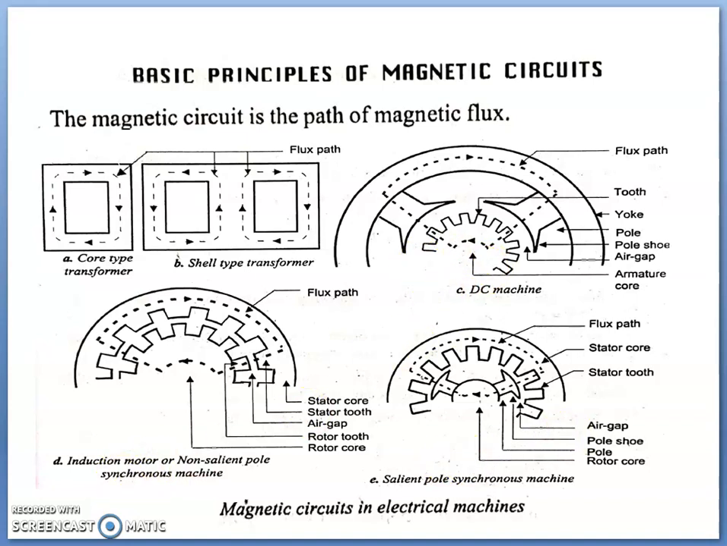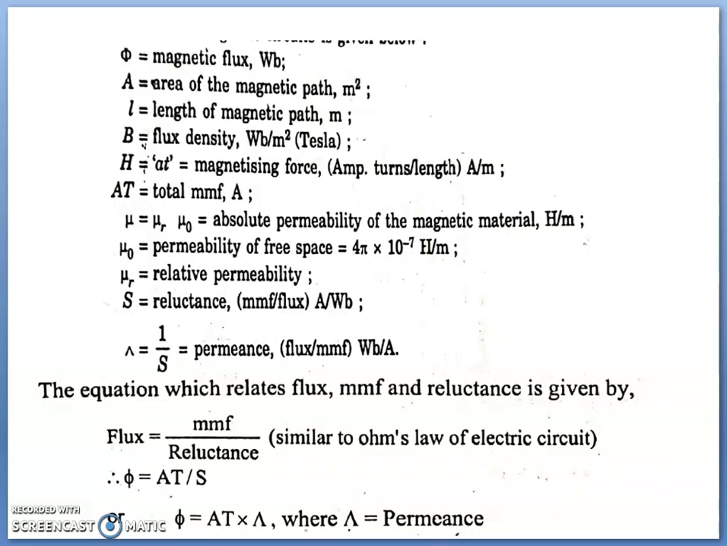Now in this class we are going to discuss the fundamental equations of magnetic circuits. Phi is the symbol for magnetic flux in Webers. A is the area of the magnetic path in meter square. The length of the magnetic path is represented as L in meters. B is the flux density, in Webers per meter square, or Tesla.